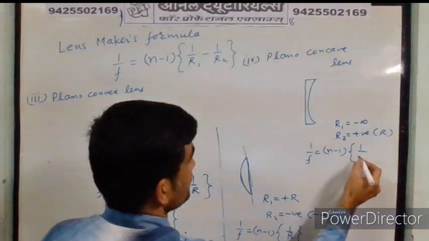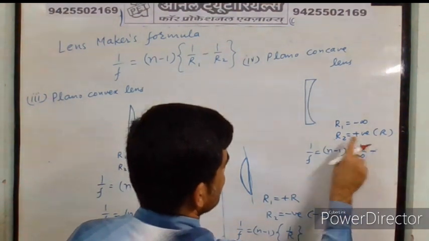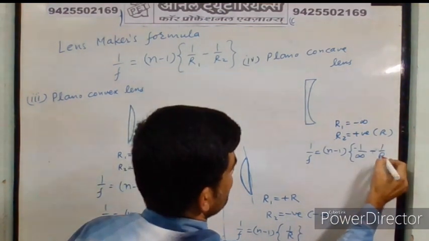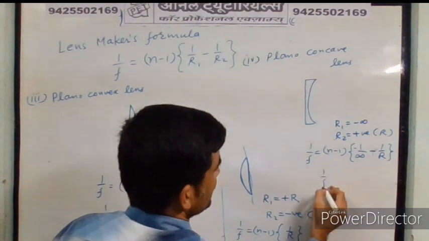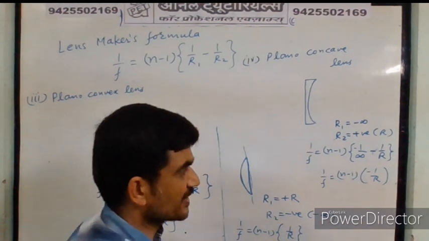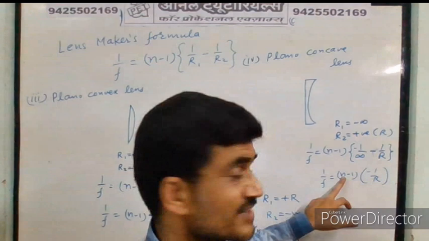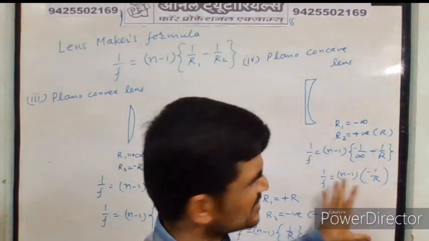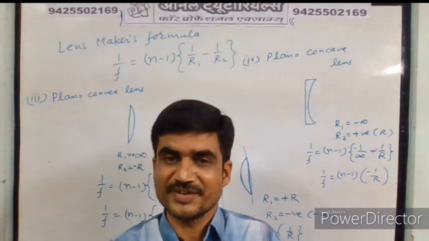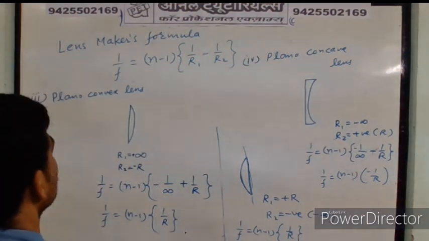1 upon R1, and we have a minus sign in the formula, and R2 is positive, so its value will be as it is, no change. So finally, we will get a minus sign here. The refractive index, whatever its value, is always positive and always greater than 1. So you will get F always negative here, which means in the case of a concave lens the focal length is always negative. Clear?